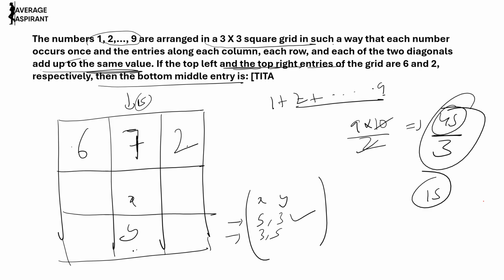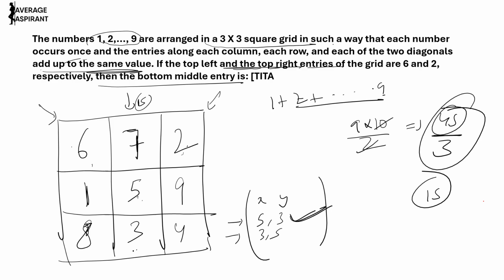Let's take the first case. If x and y are 5, 3, this is 5, this is 3. The sum is 15. For this diagonal to be 15 again, 6 plus 5 is 11, so this should be 4. And for this diagonal to be 15, 5 plus 2 is 7, so this should be 8. And this will be 1, and this would be 6.